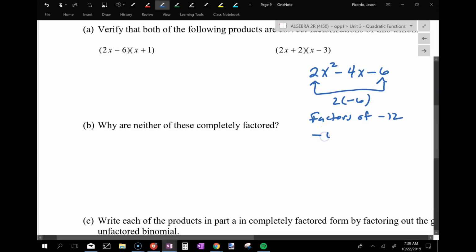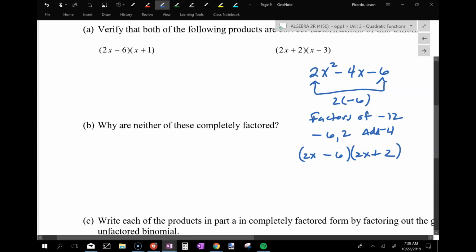So I'm going to go right to the answer. Negative 6 and 2 add to be negative 4. So I would now have my parentheses with my negative 6 and my positive 2. That's definitely true. And what goes in the front? 2x. Good.